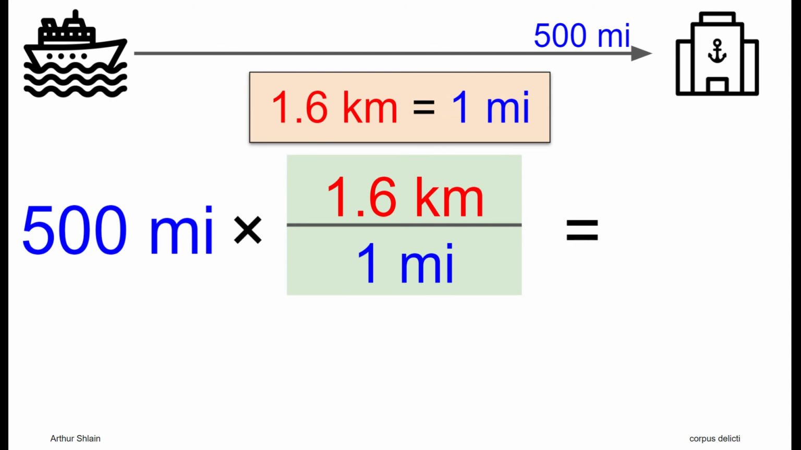We want kilometers at the end, so that's why kilometers is in the numerator of the conversion factor. 1 mile is in the denominator because it's equal to 1.6 kilometers, and because miles is the unit that we started with.